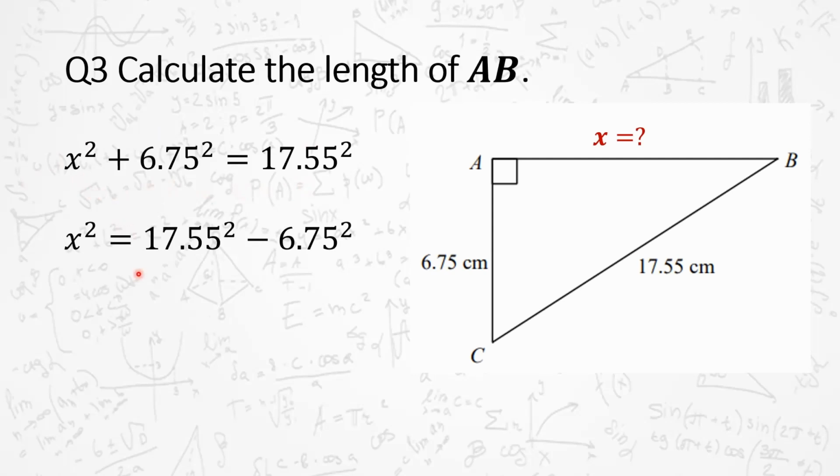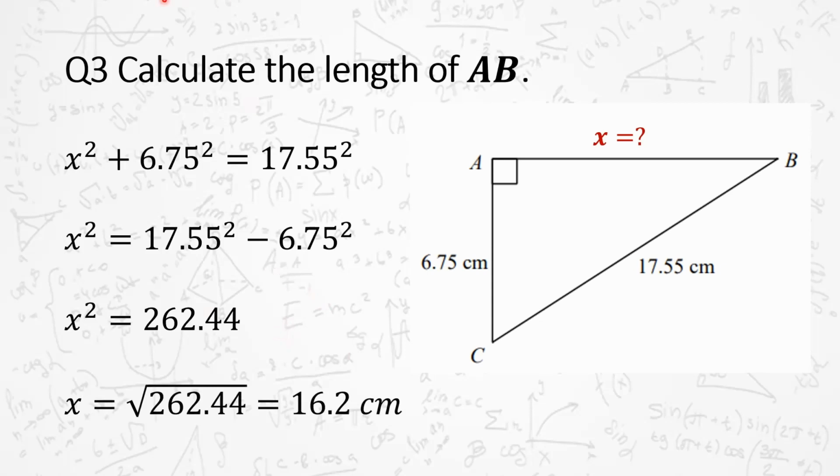Put in the calculator, I have x squared equals 262.44. One more step, don't forget, because it's x squared, to find the length of AB, which is x, we need to square root this number. So x equals root 262.44. Put in the calculator, we have 16.2 centimeters.